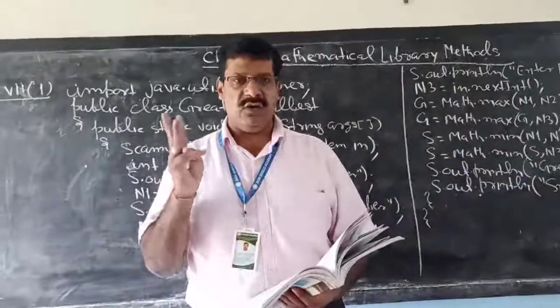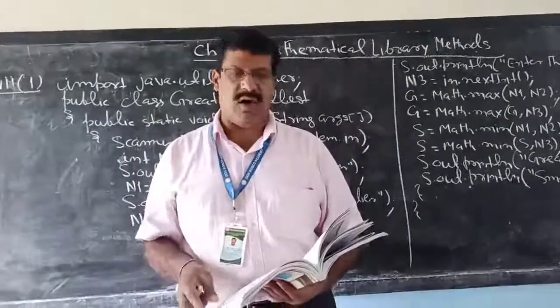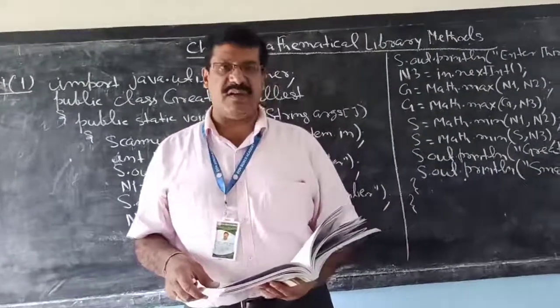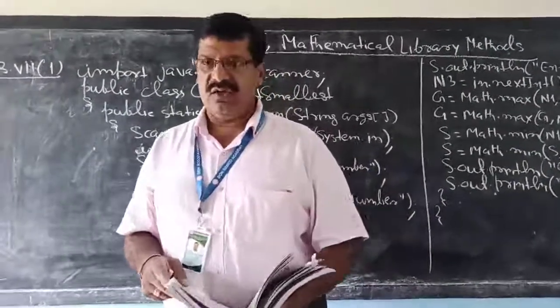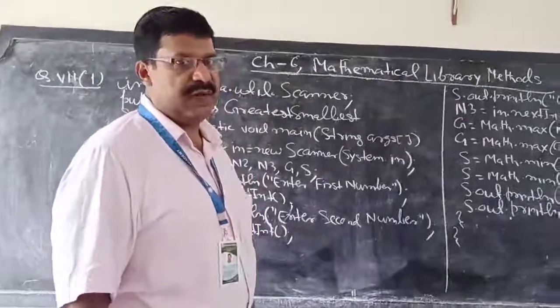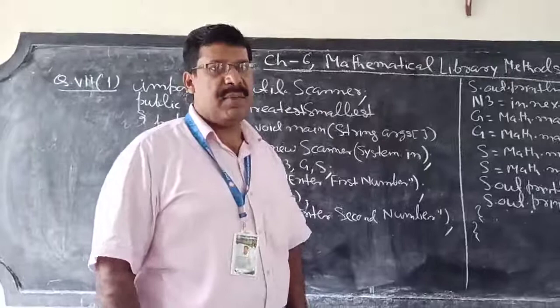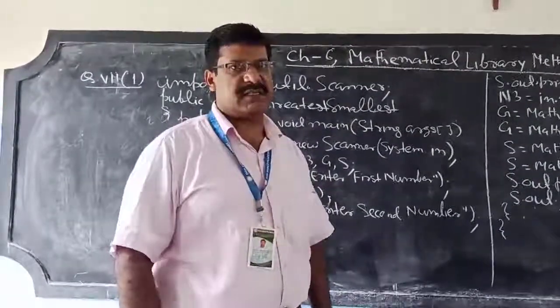It is asking to input 3 numbers and find the greatest and the smallest of the numbers using the functions Math.max and Math.min. So we will not use the conditional statements if or if-else. We will use the mathematical library methods max and min to find the greatest number out of 3.